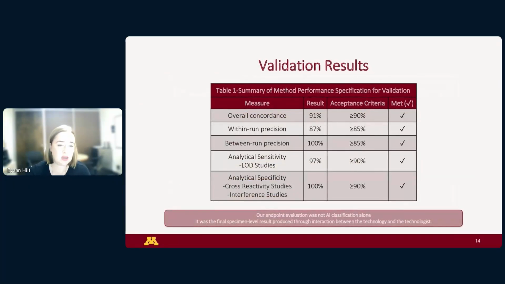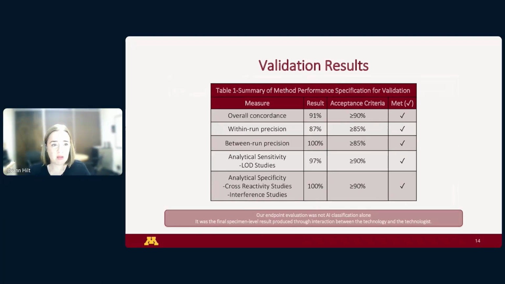Here is a table summarizing our method performance specifications. What you have on the side are all of the different measures that we have: concordance, your different precisions, our analytical sensitivity and specificity studies. In the third column you see our accepted criteria of what we would consider appropriate for implementing this, and then our actual results. What I also want to stress here is that it's not the AI alone, it's the final specimen-level result that was produced by the interaction of the technology and the technologists. And again, we were looking at the complete ova and parasite exam as a whole, so both wet mount and trichrome.